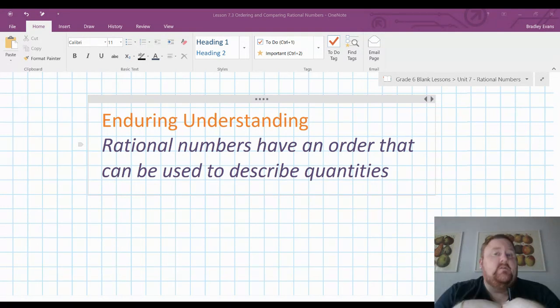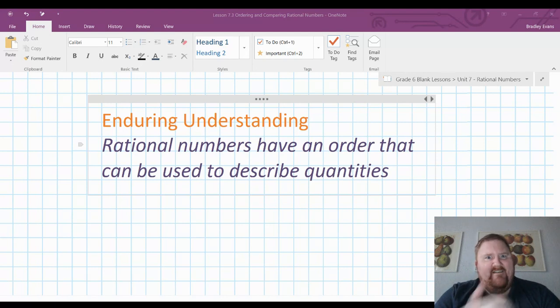Now, if you've forgotten what a rational number is, then you need to go back to Lesson 7.2 because it's going to tell you what a rational number is. We've also learned about what opposites are. And we've also been learning about positive and negative numbers. Today, we are going to learn how to order these numbers. And to do that, we're going to have to compare rational numbers.